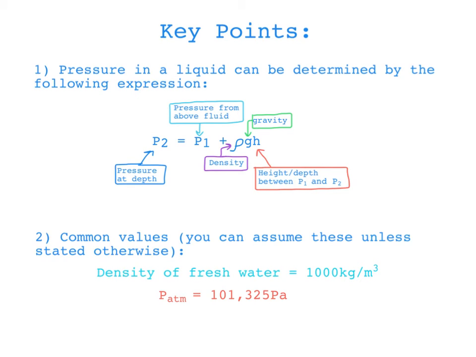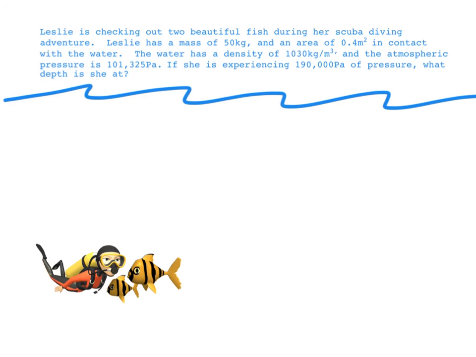So let's do one more, and I want you to try it on your own. So we have Leslie here, and she's checking out two beautiful fish on her scuba diving adventure. Leslie has a mass of 50 kilograms and an area of 0.4 meters squared in contact with the water. The water has a density of 1,030 kilograms per meters cubed, and the atmospheric pressure is 101,325 pascals. If she's experiencing 190,000 pascals of pressure at the depth that she's at, what depth is that? What depth would she have to go to experience this amount of pressure?